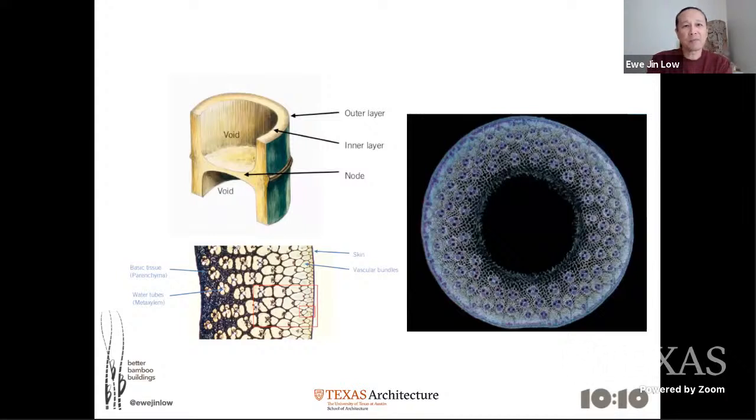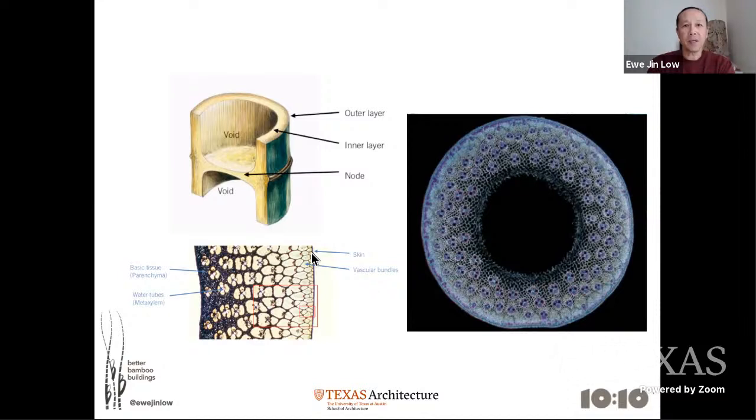Bamboo is like a pipe, right? It's like a pipe with sections. And there are many bundles, what you call vascular bundles, as you can see here. These vascular bundles are forming around the bamboo itself, becoming denser on the surface of the bamboo here.